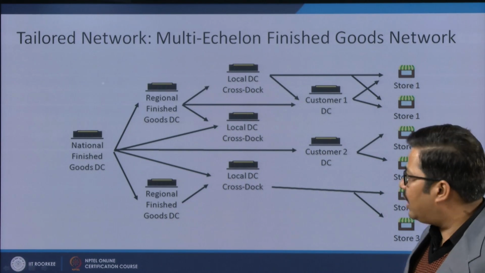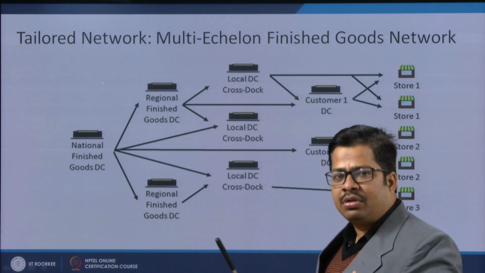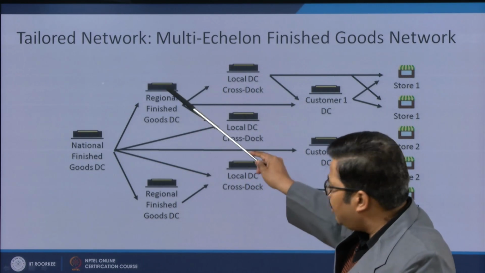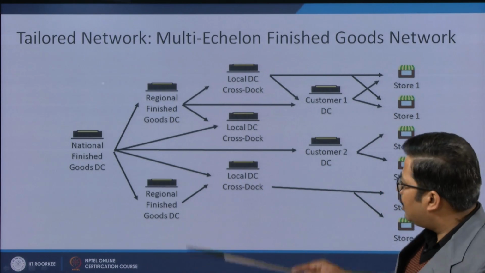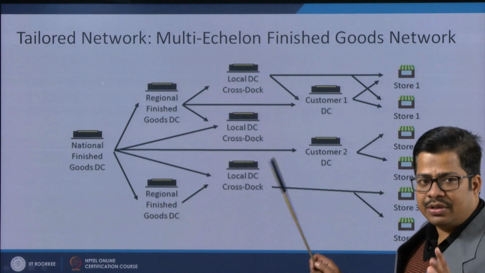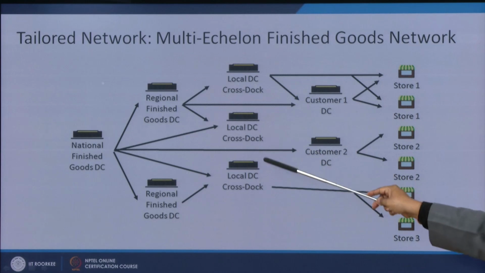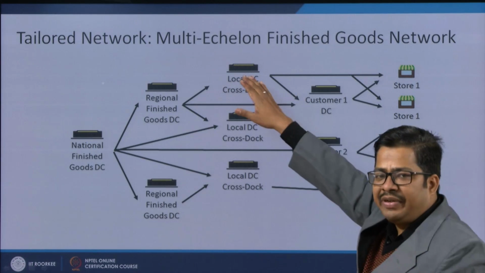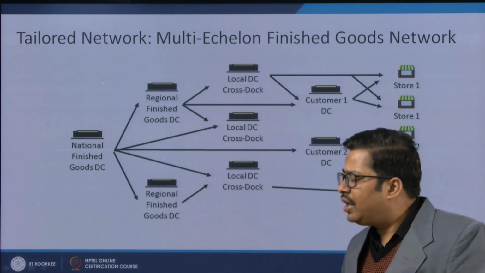So maybe if you take an example of India, within central India somewhere, maybe around Nagpur, Bhopal, in that area, you have a national finished goods distribution center. And then if you divide India into 4 major regions, north, east, west and south, for that you have 4 regional finished goods distribution centers, and then you have local distribution centers, maybe state wise. You can think that you have one in UP, one in MP, one in Maharashtra, one in Gujarat, one in Tamil Nadu, one in Kerala, like that.